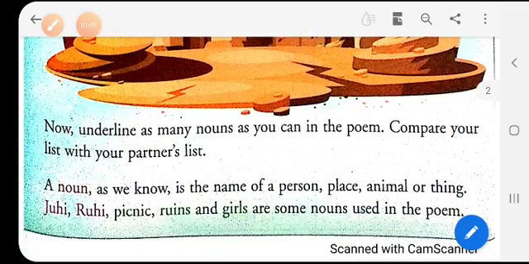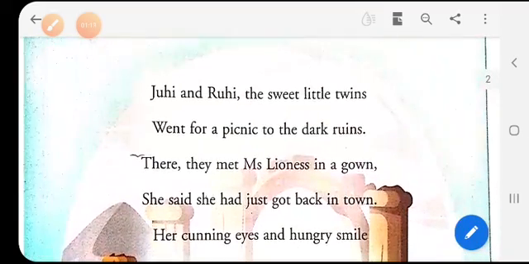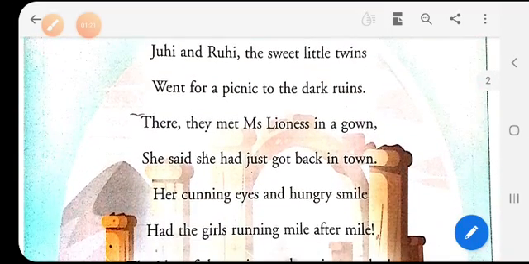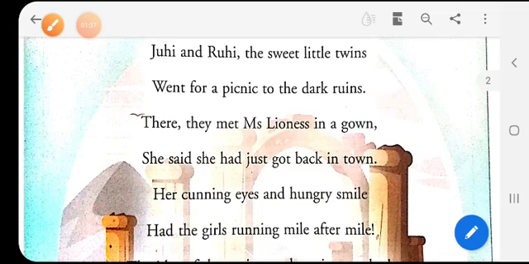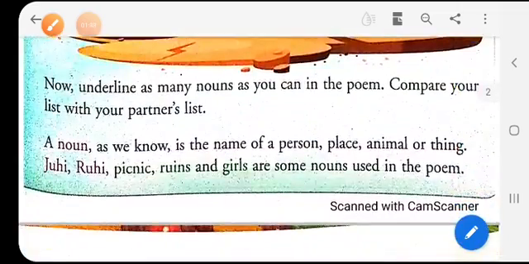Now underline as many nouns as you can in the poem and compare your list with your partner's list. So children, you all know what is a noun. Now this is all you have to do, that in this poem you have to find out all the nouns. For example, the nouns are Juhi, Ruhi, and there are many more like this. So you will have to find out all the nouns in this poem.